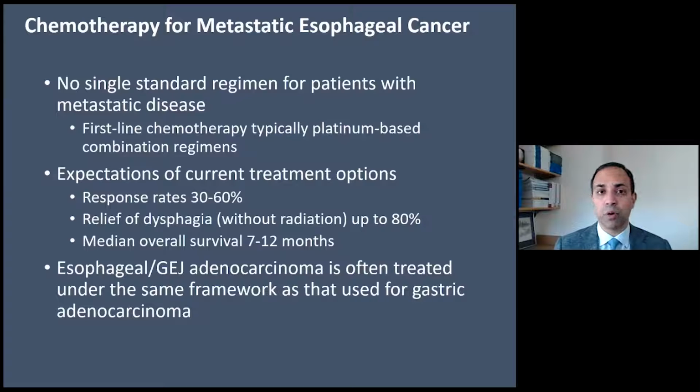With patients with more advanced or complicating tumors, a localized treatment such as radiation or a procedure such as esophageal stent placement may be necessary to help further alleviate dysphagia. I would note that for patients with esophageal adenocarcinoma or gastroesophageal junction adenocarcinoma specifically, they're often treated under the same framework as that used for gastric adenocarcinoma.